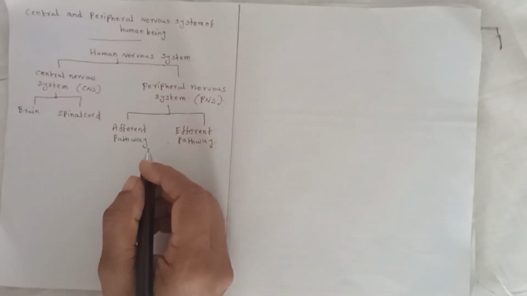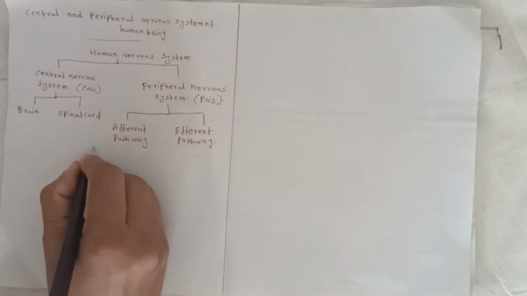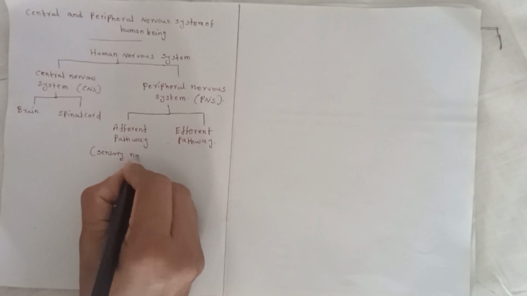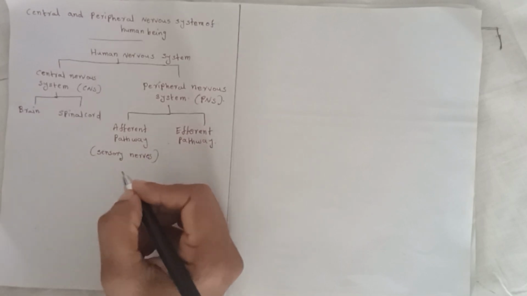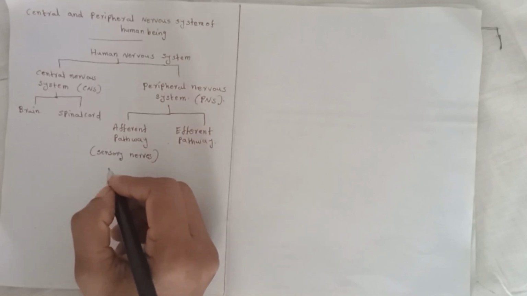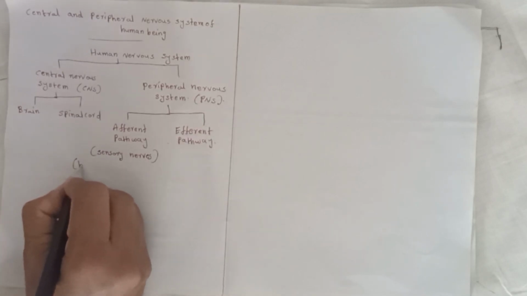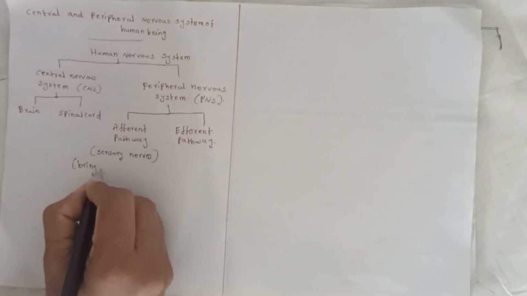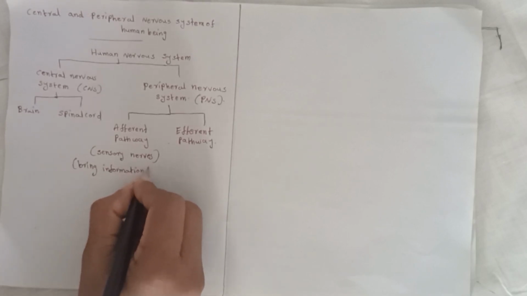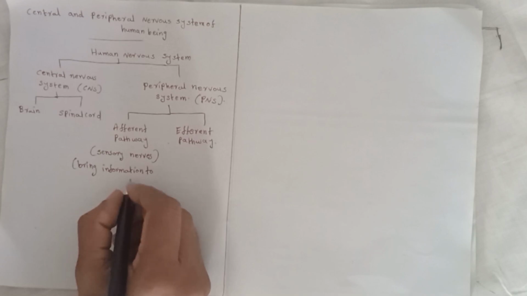The afferent pathway, that means sensory nerves. The afferent pathway includes sensory nerves, sensory nerves that bring information towards the central nervous system.